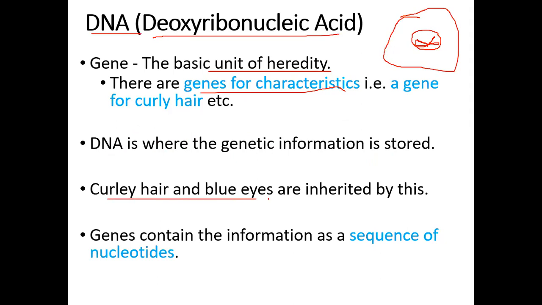So curly hair and blue eyes are inherited by this. Depending on your genes and little differences in the genes, in yourself and in your friends, because of that, these differences can be seen. Your hair may be curly and your friend's hair may not be curly, okay? So these genes, how do they contain this information? They contain the information as a sequence of nucleotides, as I told you earlier.